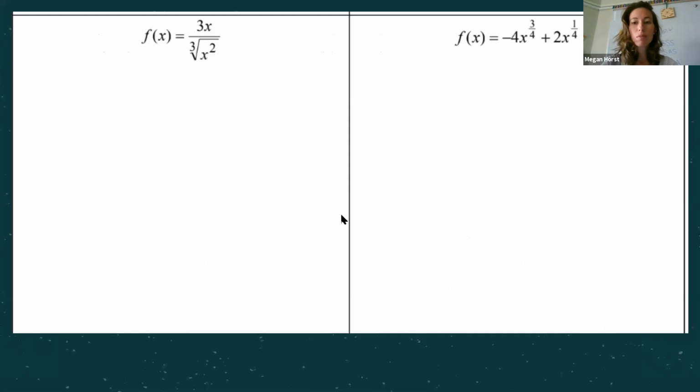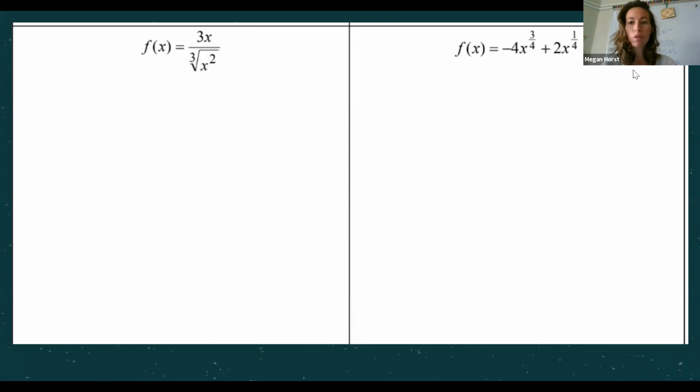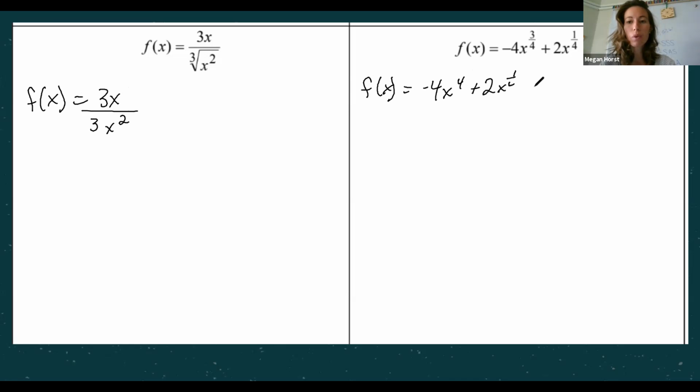All right, now notice we have some square roots and we have some rational exponents. So I'm going to rewrite these because I have a feeling you can't actually see them. So here we have f of x equal to 3x divided by the cube root of x squared. And over here we have f of x equal to a negative 4x to the 4th plus 2x to the 1/4. All right, so let's start over here. Oop, I forgot my cube root. We're good. Okay. So remember, I don't have a quotient rule, so I need to first start by rewriting this because I also don't have a rule for square roots, but I do have a power rule.